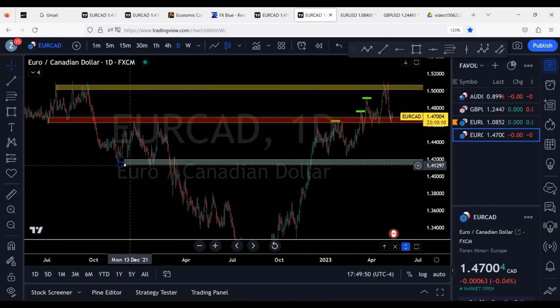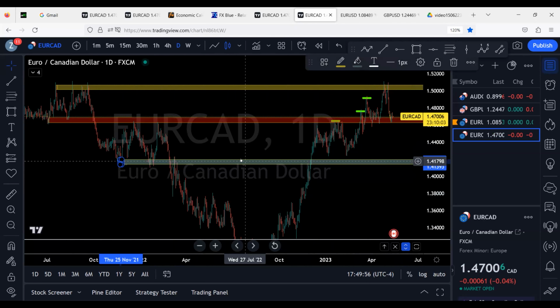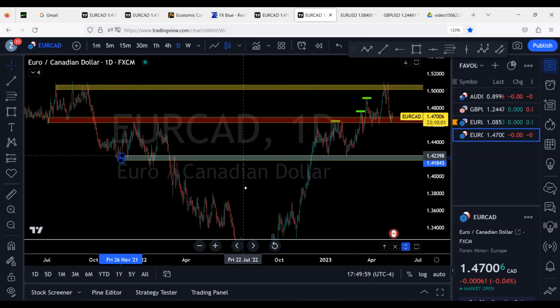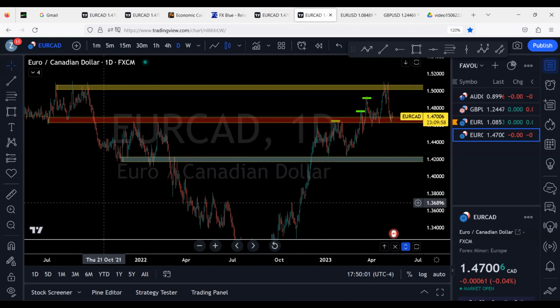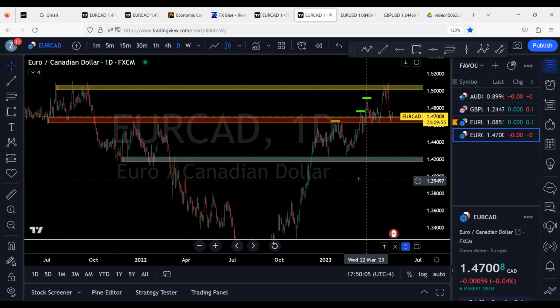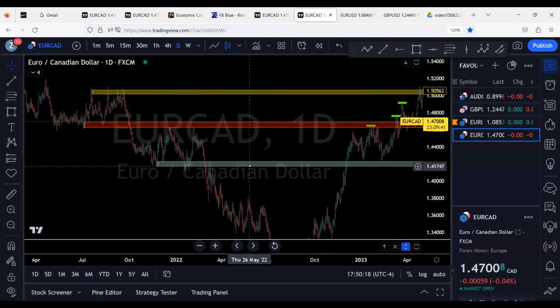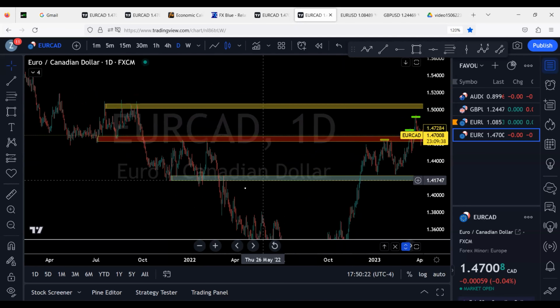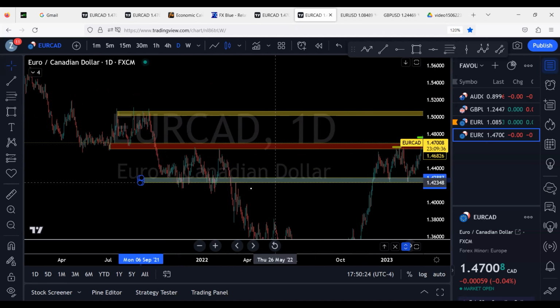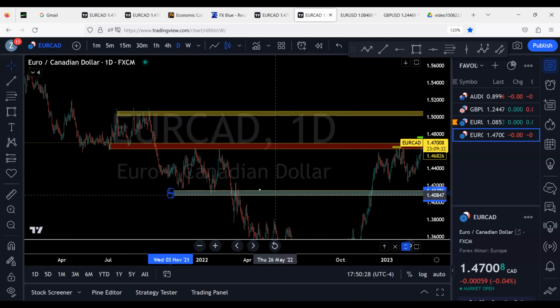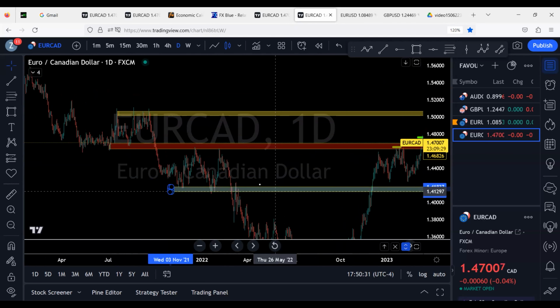What about my blue line here? What makes this a good area? On my blue line, what can you see? Multiple touches, good. Yep, good job, multiple touches. And guys, you want at least three or more. The more, the better, right?